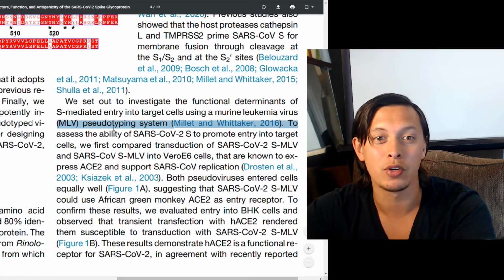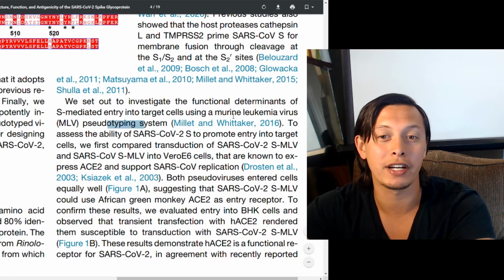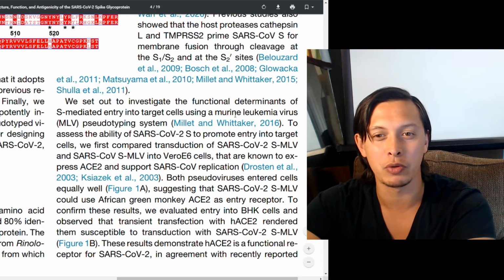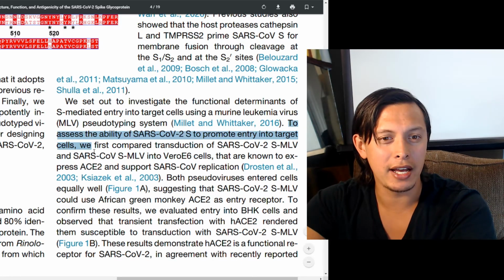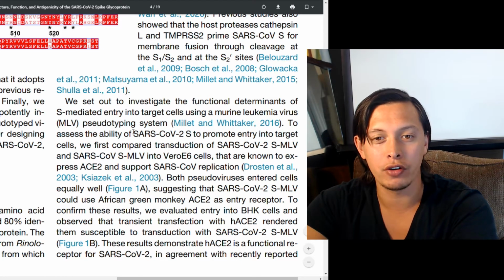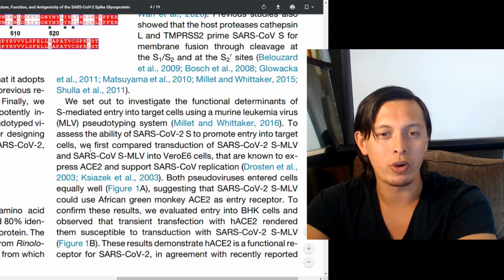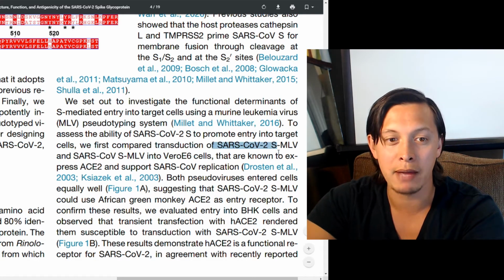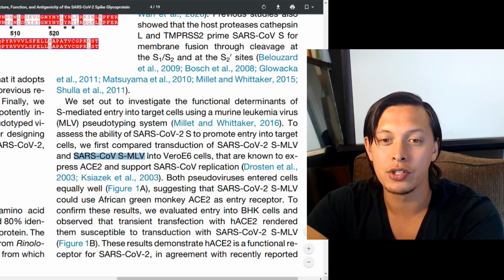If it's only infecting murine, which means rodent, if it only affects rodents, then at least that's a little bit safer than dealing with a human virus. Anyways, to assess the ability of the SARS-CoV-2 spike to promote entry into target cells, we first compared transduction of SARS-CoV-2 spike MLV and SARS-CoV spike MLV into the Vero E6 cells.